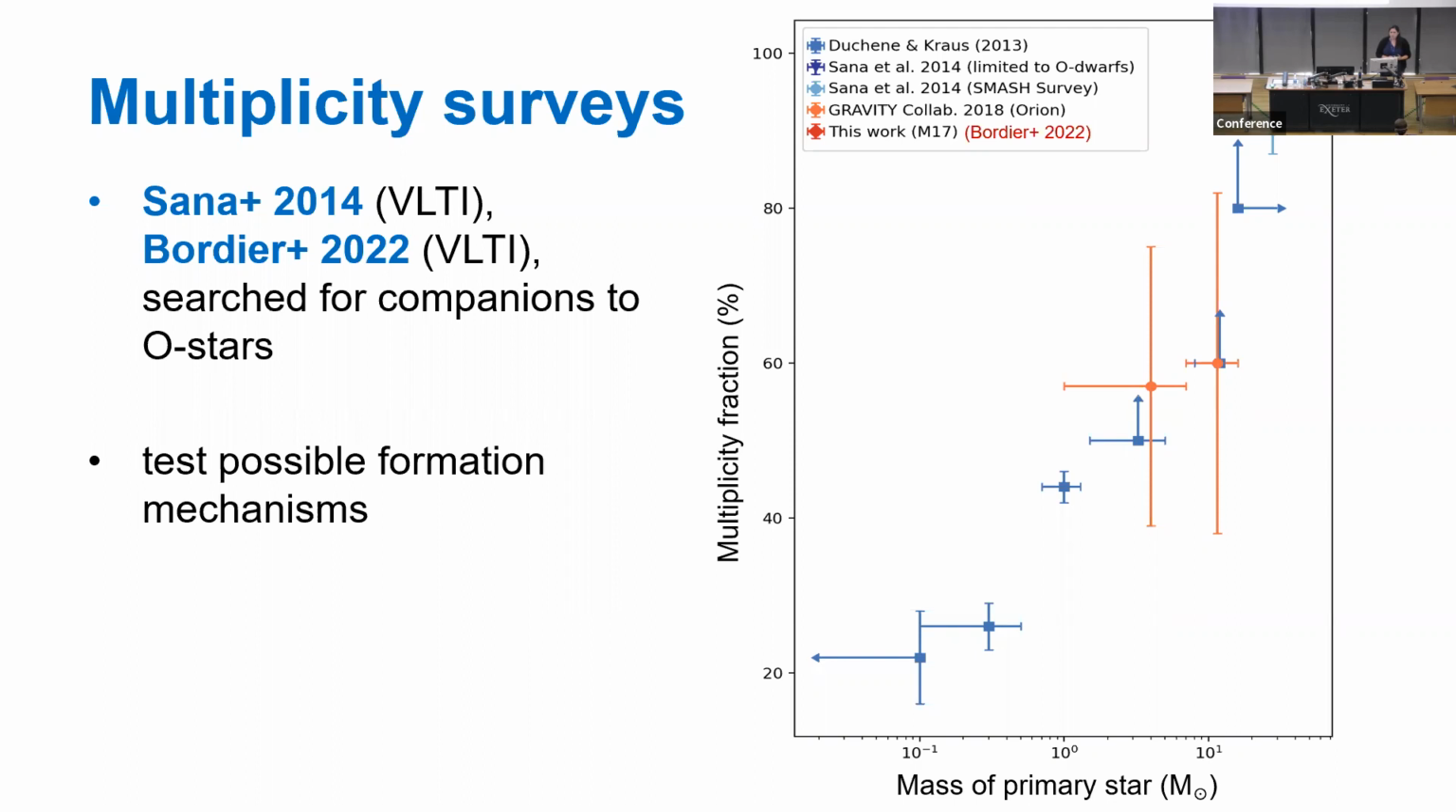So looking at multiplicity rates is important for testing star formation theories and doing orbital demographic studies. Especially, as Emma mentioned, for these massive stars, looking at different formation pathways and helping to constrain which methods result in such a high multiplicity fraction.